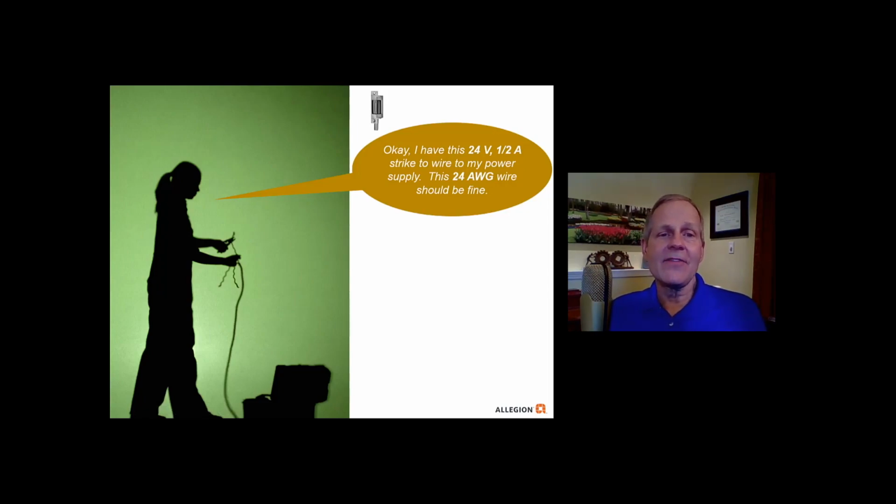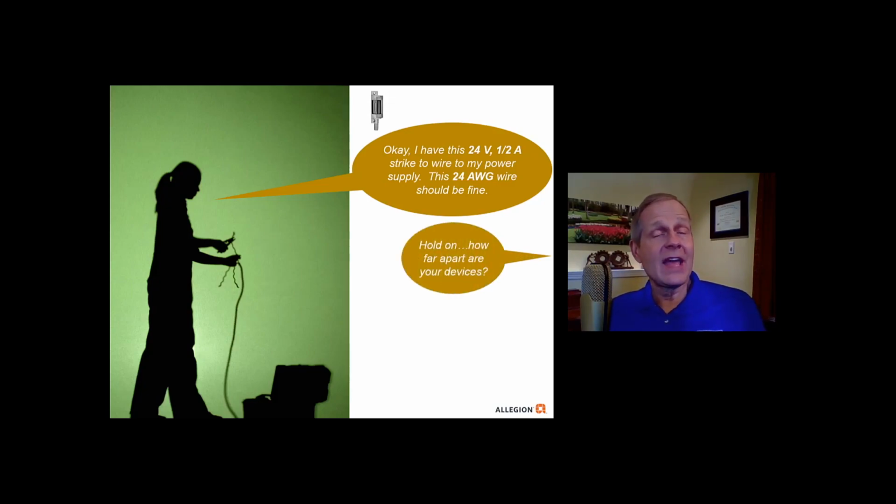Okay, so here we have another installer. We've got this 24 volt electric strike that draws 1/2 amp of current, and I've got 24 gauge wire. I want to know if that's going to be acceptable. So we've got a device drawing 1/2 amp of current. I've got 24 gauge wire. Can I use it? Well, we have to ask ourselves, first of all, how far apart are the devices, or the device from the power supply? What is the length of the wire run?